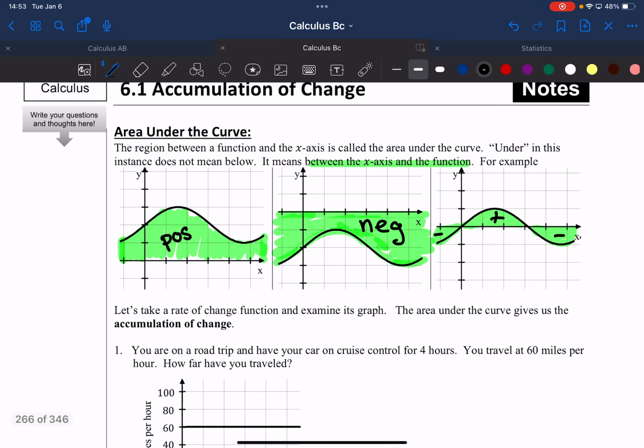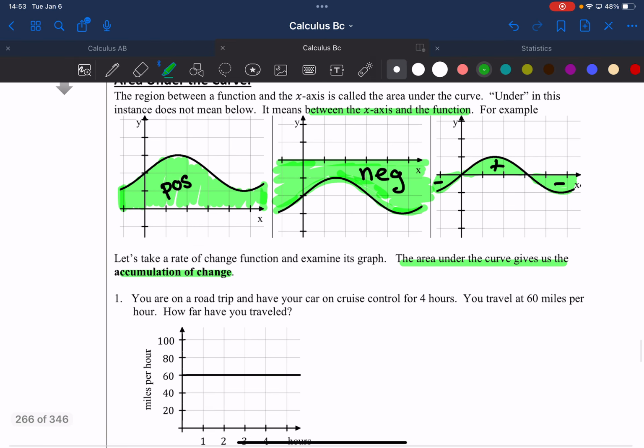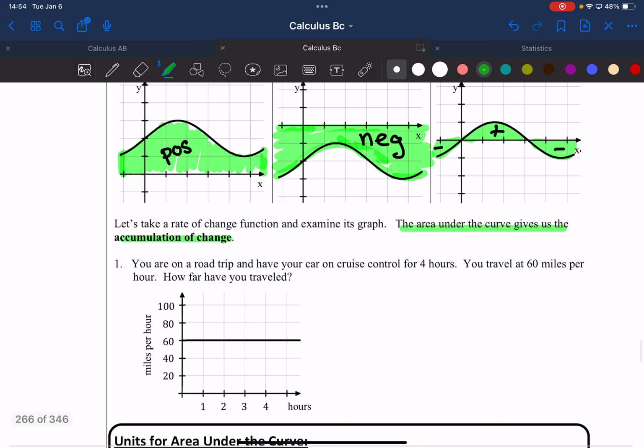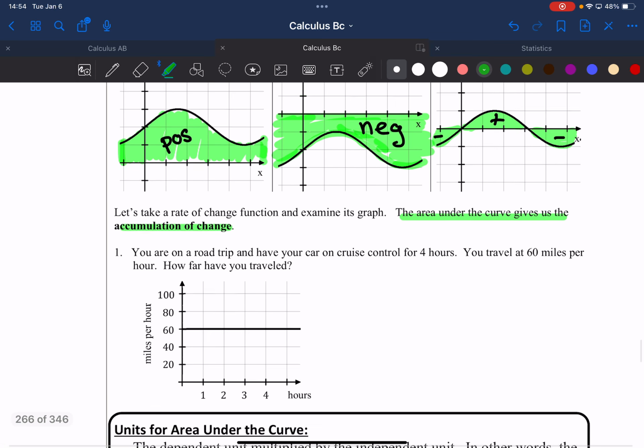Okay. So it says the area under the curve gives us the accumulation of change. So this is the area under the curve. Any questions so far? Told you, real easy. We're just going to ease ourselves back into calculus.